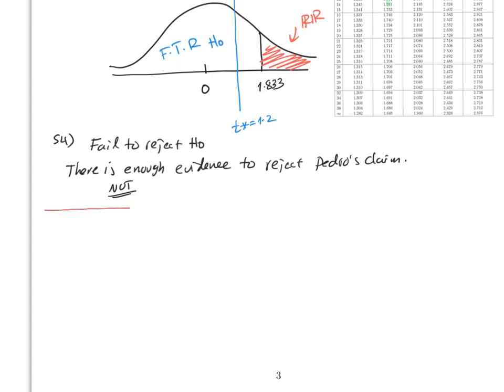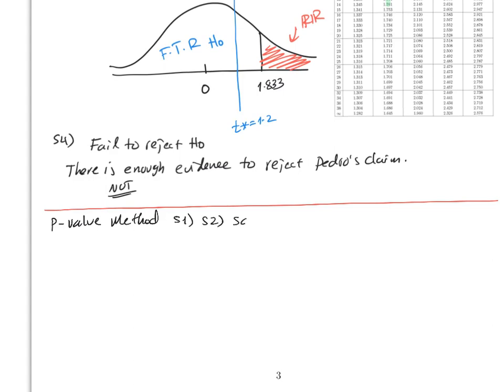Okay, what about the p-value? Remember that for the p-value method, step 1 and step 2 are the same. So therefore you don't have to write it again. For step 3, recall that you have two choices. You can use the table or you can use the calculator. So for step 3, we need to figure out the probability that T is greater than 1.2. Don't forget that the degrees of freedom are 9.